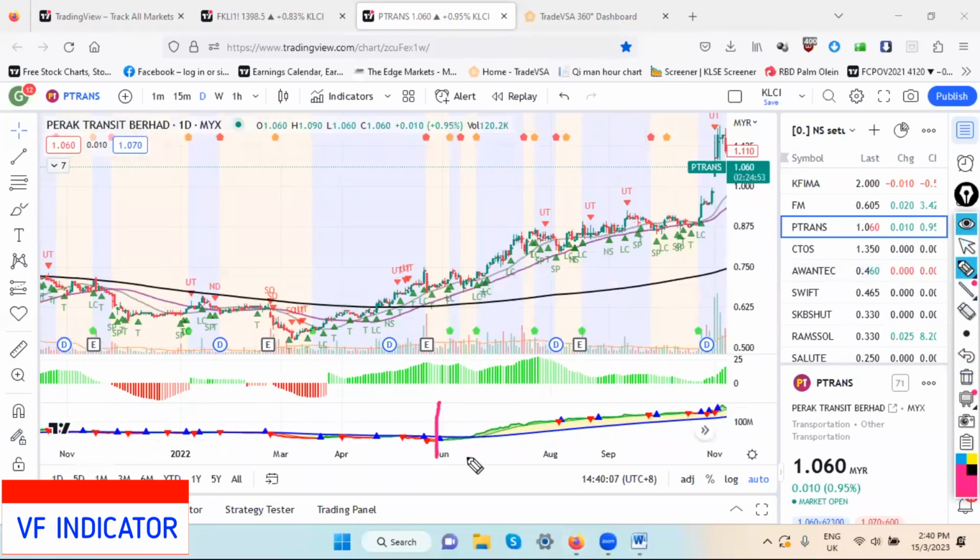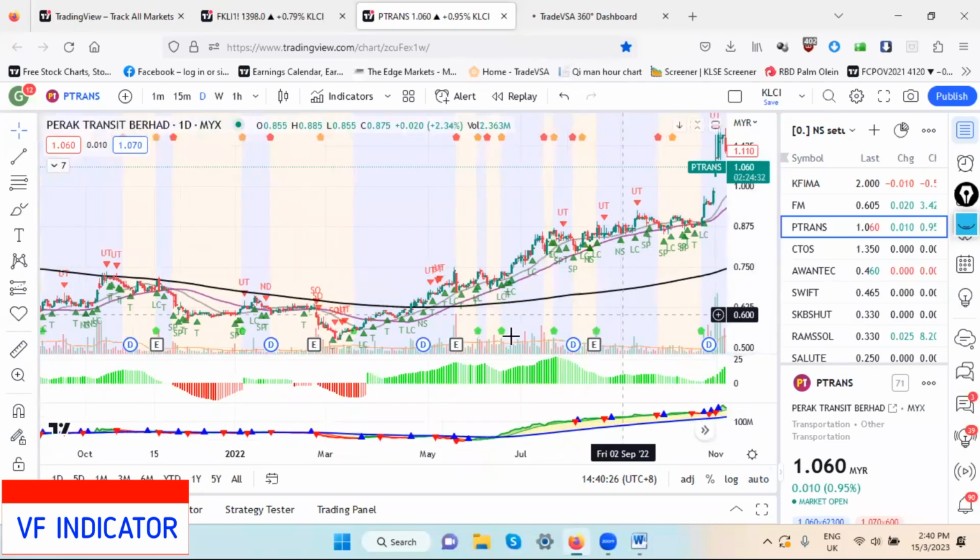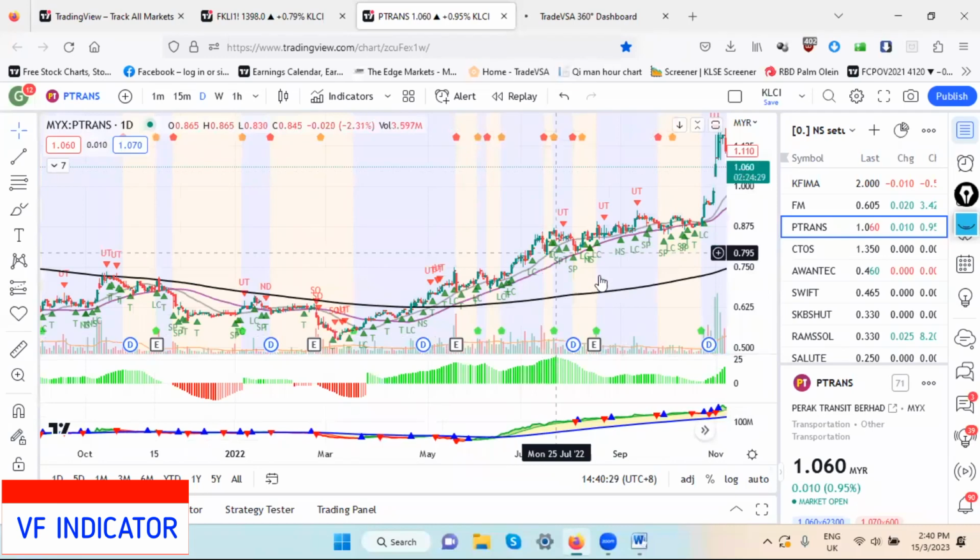Like this example, Perak Translate. The background momentum is getting improved after the VF goes above the ML, this blue line. You can see the wave continues running for a long time, in a high momentum run. Sometimes it can go quite high.